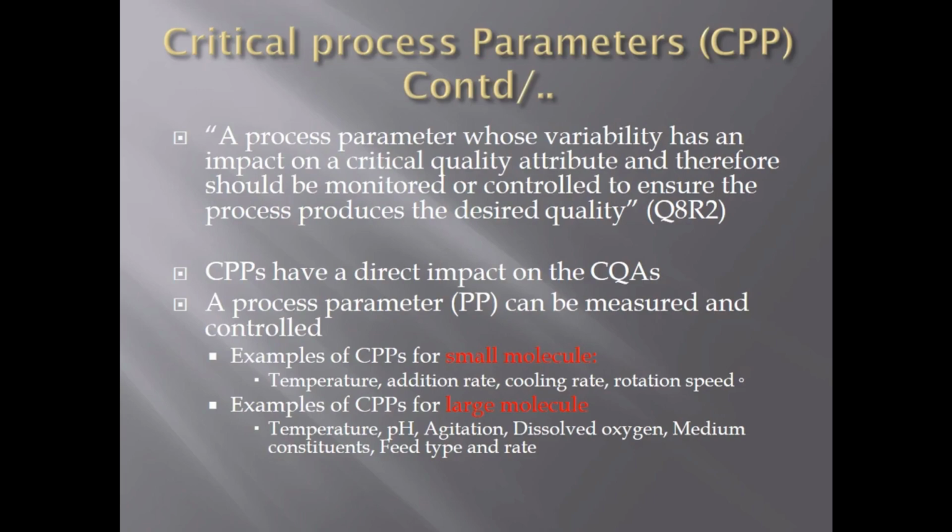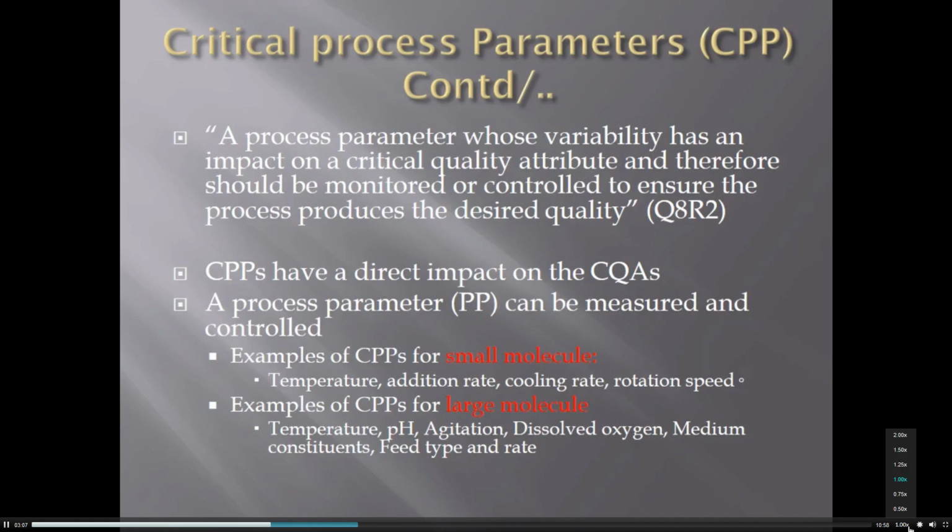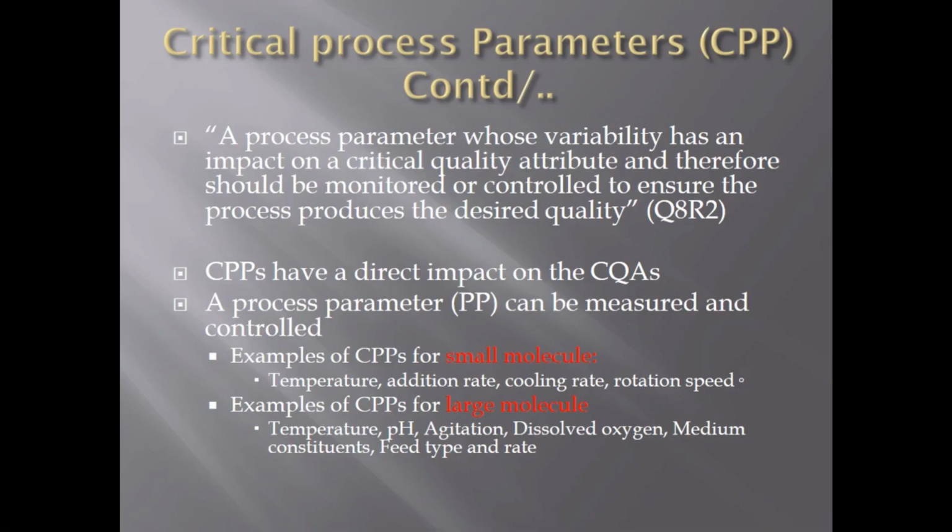A process parameter whose variability has an impact on a critical quality attribute and therefore should be monitored or controlled to ensure the process produces the desired quality. Again, a definition from the ICH Q8 revision 2. CPPs have a direct impact on the critical quality attributes.